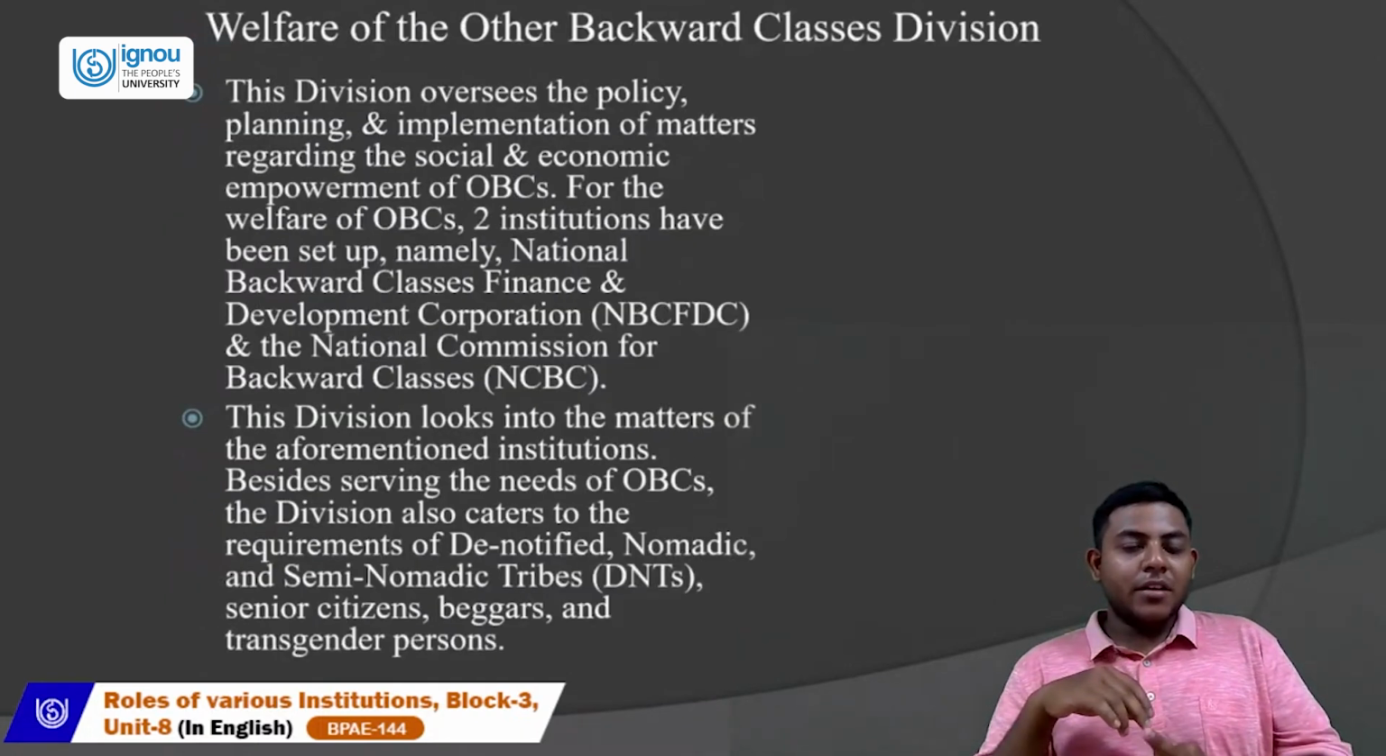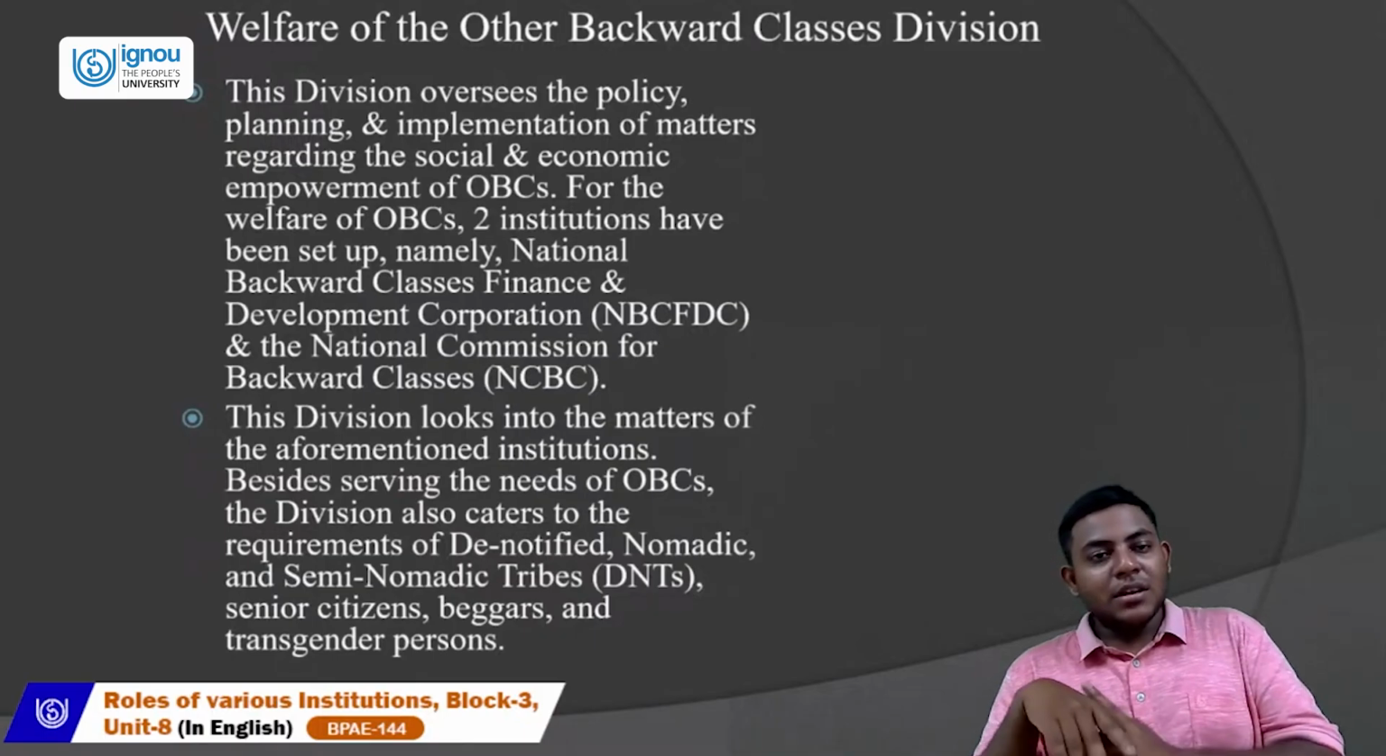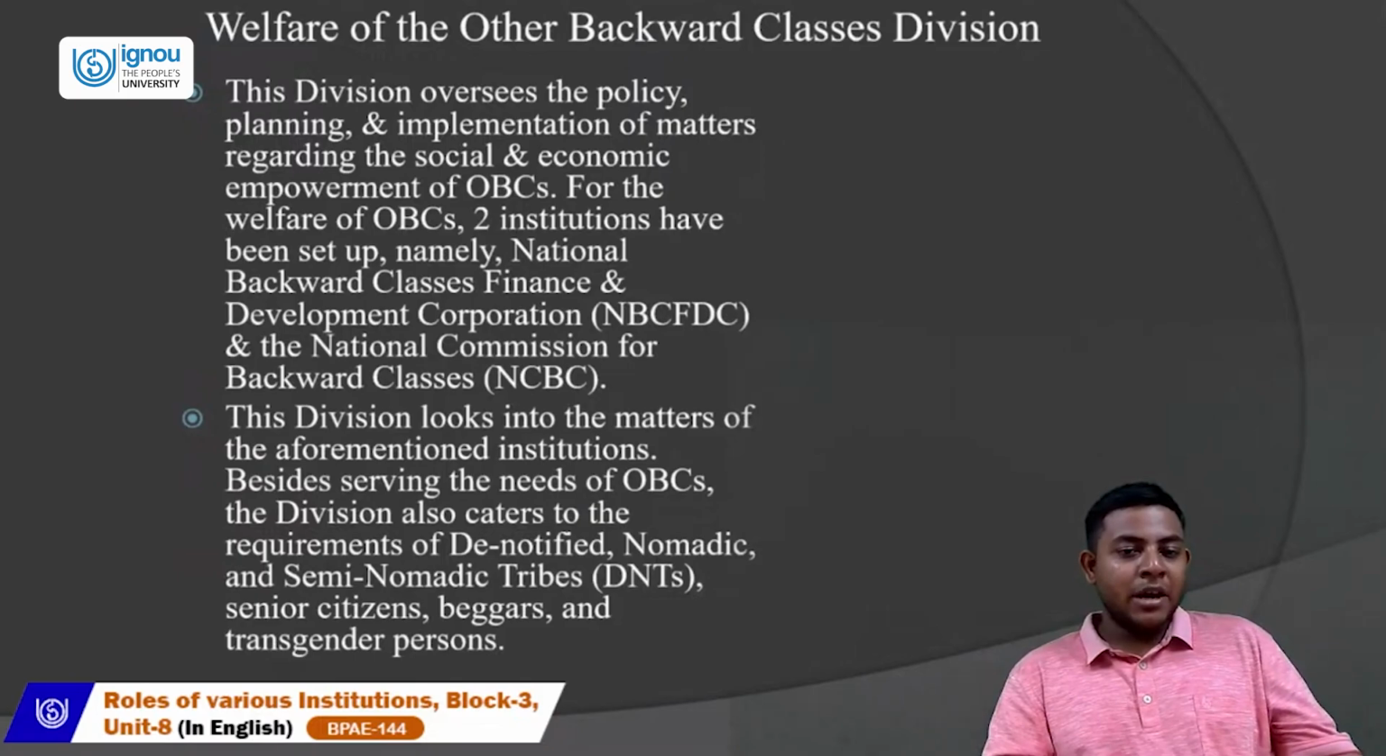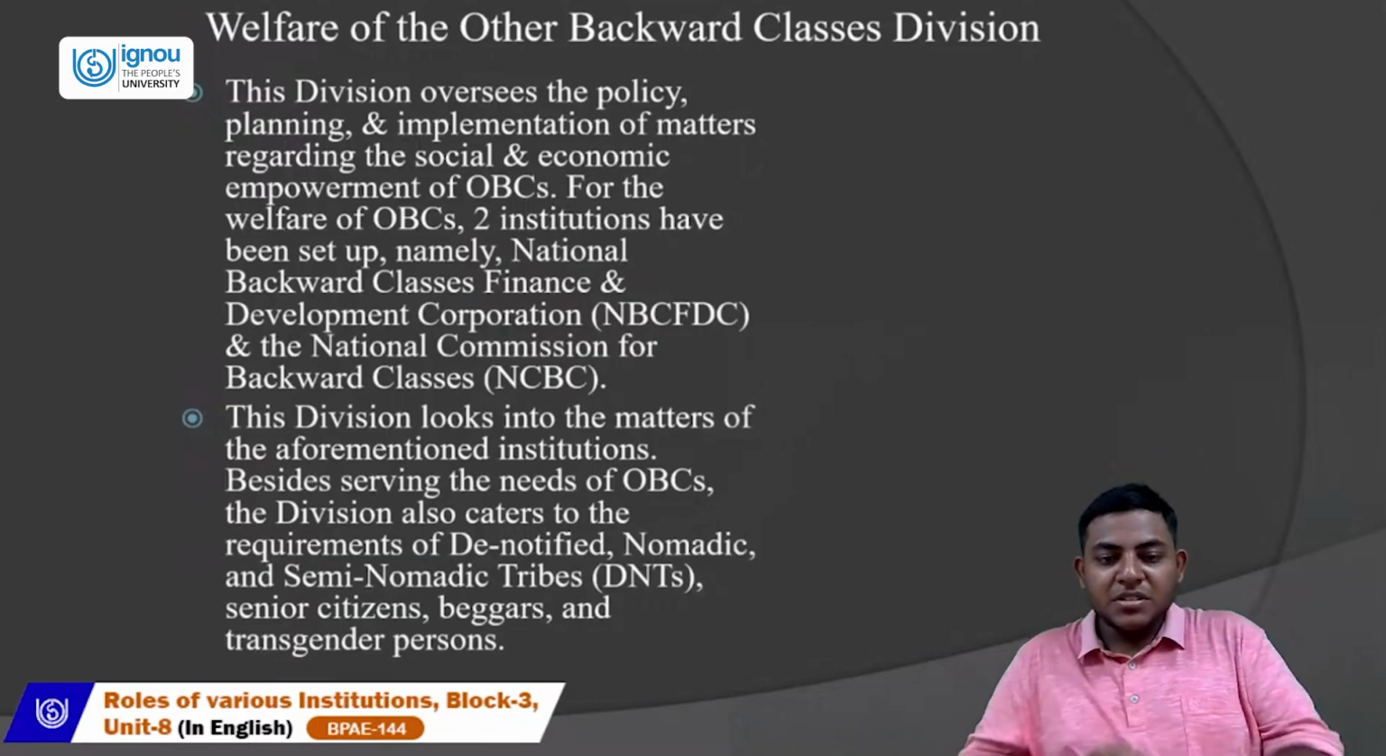Also, there is the Welfare of Other Backward Classes Division. This division oversees the policy, planning and implementation of matters regarding the social and economic empowerment of the other backward classes. For their welfare, two institutions have been set up, namely the National Backward Classes Finance and Development Corporation, NBCFDC, and the National Commission for Backward Classes, the NCBC. This division looks into the matters of the aforementioned institutions.